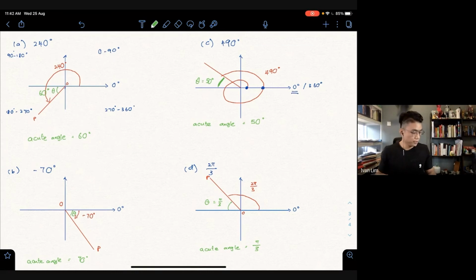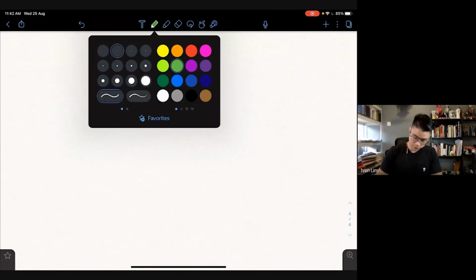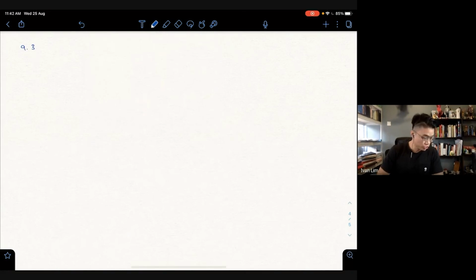Okay, let's move on to 9.3. Everyone finished writing? All good? Let's move on to 9.3 right now. Trigo ratios of general angles.